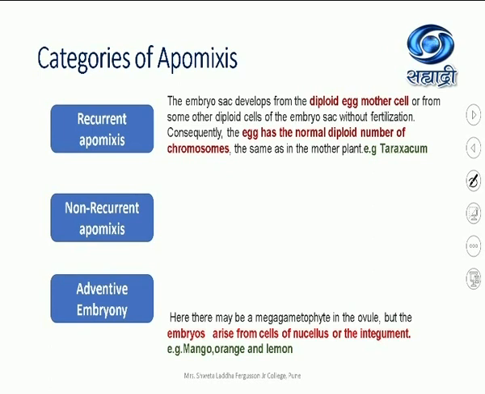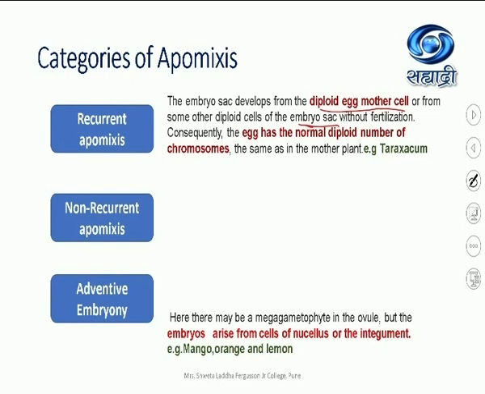The embryo sac develops from, listen students carefully, the diploid egg mother cell. The egg mother cell is diploid and that only is developing into the embryo, or from some other diploid cells of the embryo sac. I hope you remember the nucellus. The nucellus inside the ovule has a number of diploid cells, and if those diploid cells, without fertilization, develop into an embryo, then we call it recurrent apomixis.